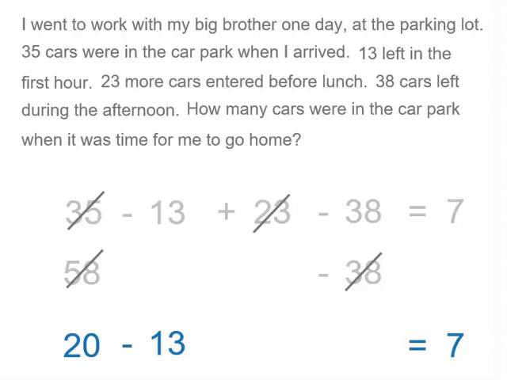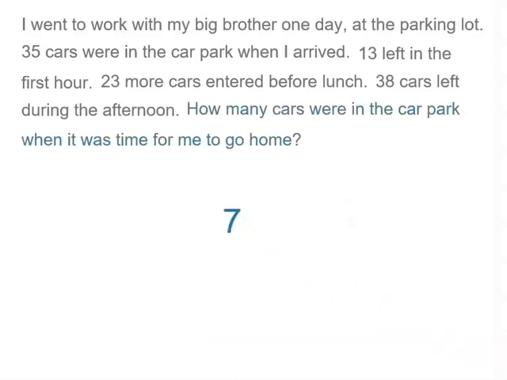So there's lots of ways you can actually solve the problem. The main thing is to get the right numbers and the right operators, whether you're adding or subtracting. So how many cars were in the car park when it was time for me to go home? 7.